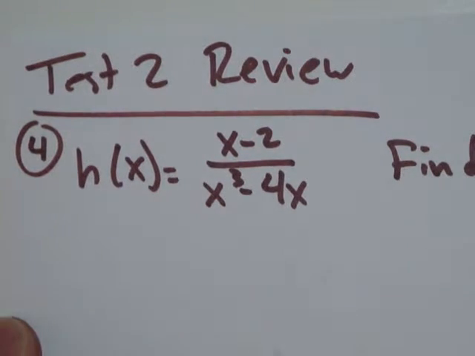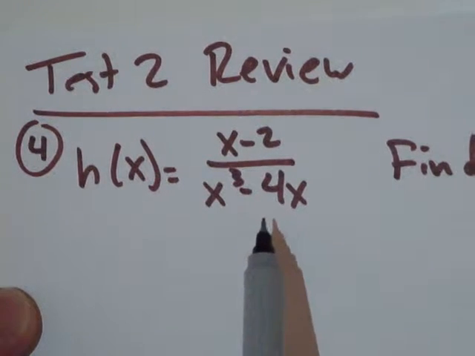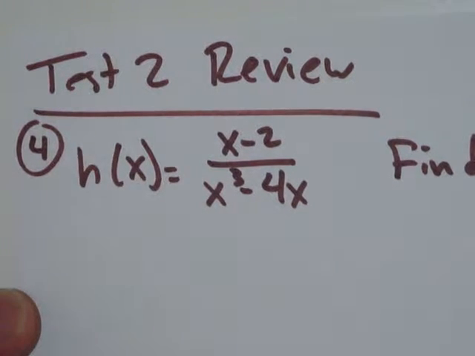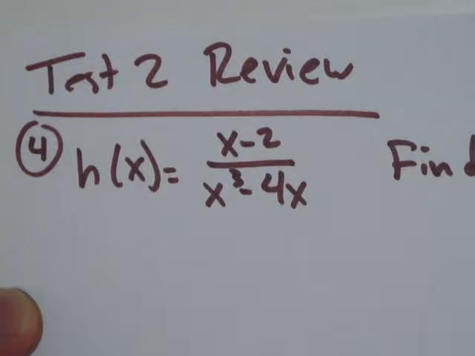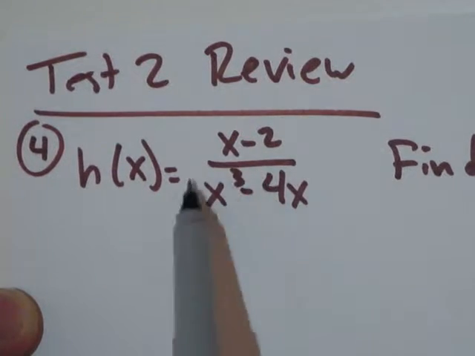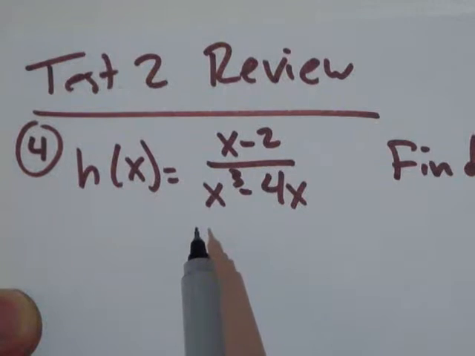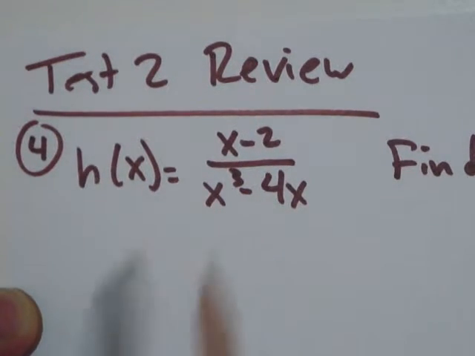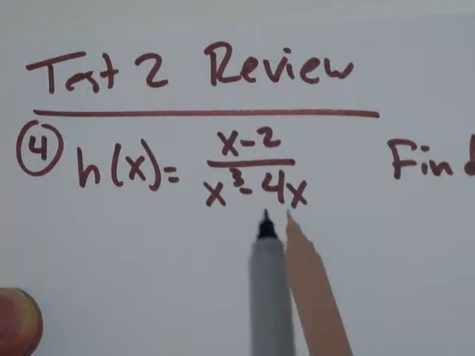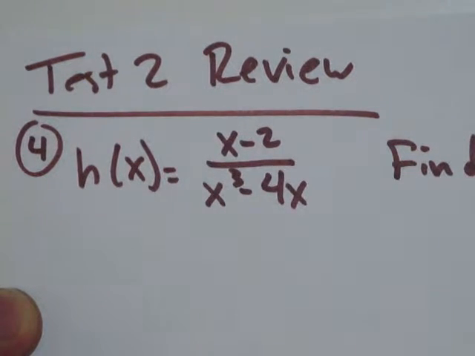Number 4 says find the domain of this function. Now remember, the domain is the list of all the x values that are allowed to go into the little function machine that don't break the machine. Here we have a denominator, so we know that we can't have any x values go in that make the denominator equal to 0. If some value goes in that makes the denominator equal to 0, it'll make this undefined and then it'll break the machine.